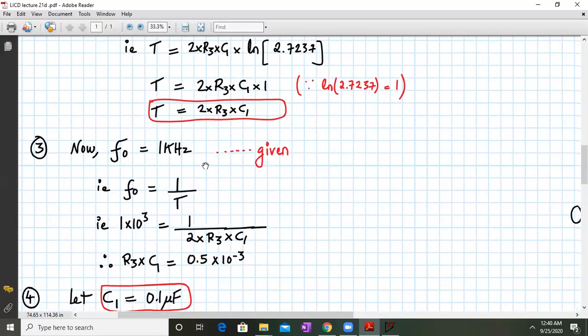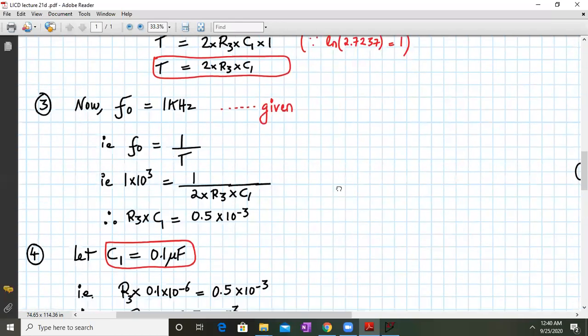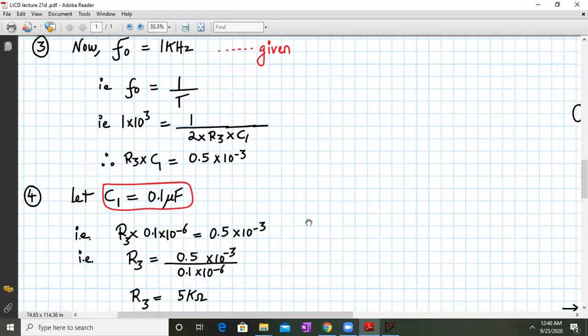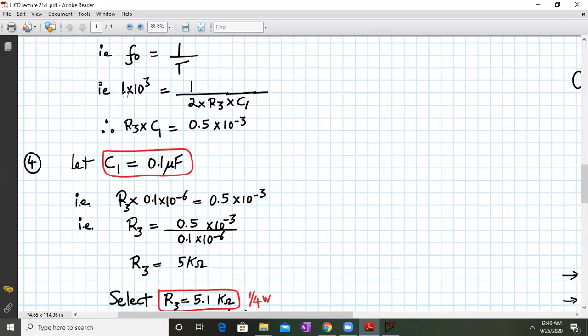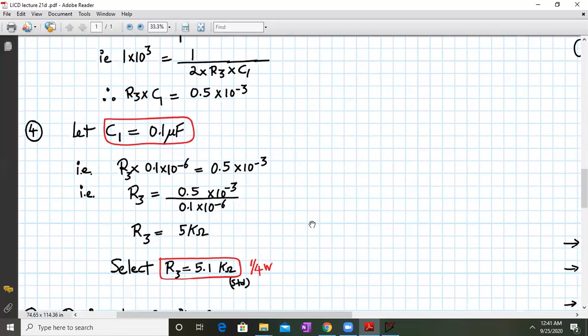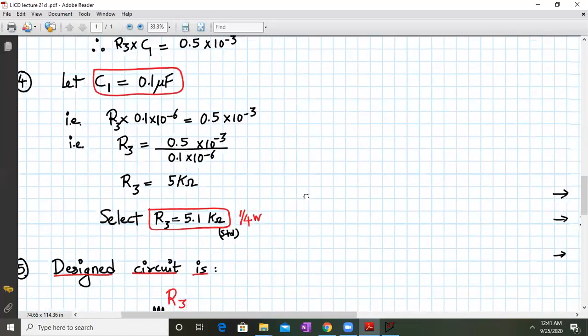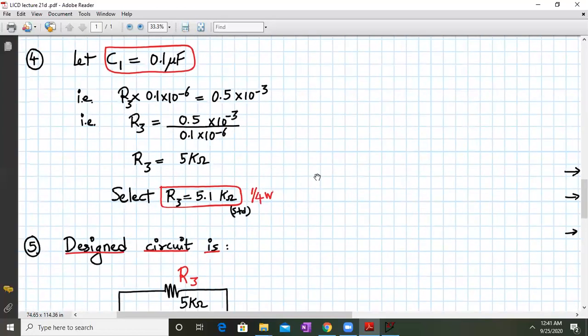Now the frequency is given as 1 kilohertz, so f naught will be 1 upon T. So f naught we can substitute as 1 kilohertz, and T will be 2 times R3 C1. So R3 C1, if you work it out, you will get 0.5 into 10 raised to minus 3. Here we assume the value of C1 as 0.1 microfarad. So R3, if you work it out on a calculator, you will get 5 kilo ohms. So select the value of R3 as 5 kilo ohms, quarter watt.